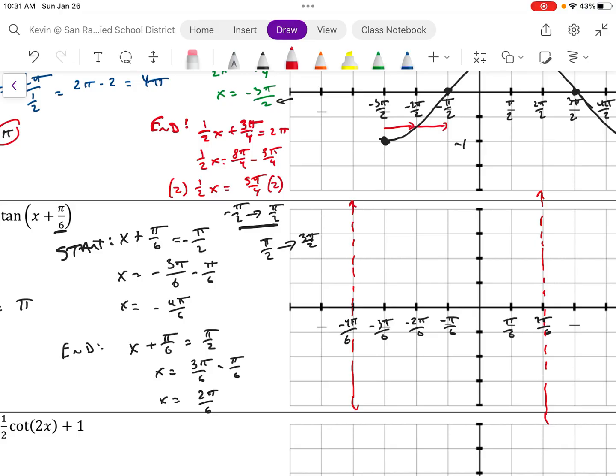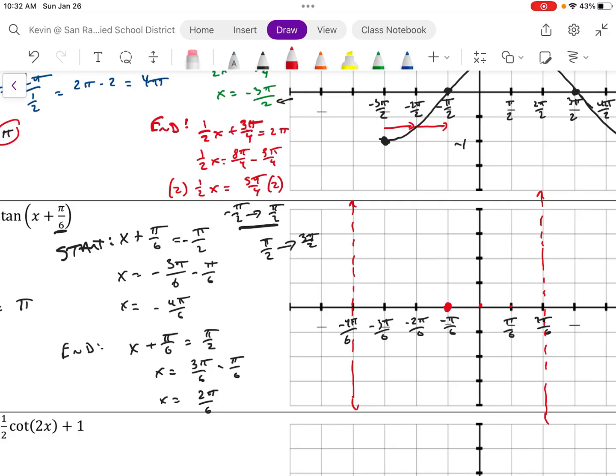Okay. Oh, I see. Let's see. We go 1, because halfway between these two, let's see, 1, 2, 1, 2. Oh, yeah, no. Right? This is halfway in between. Okay. Yeah, that's all right.